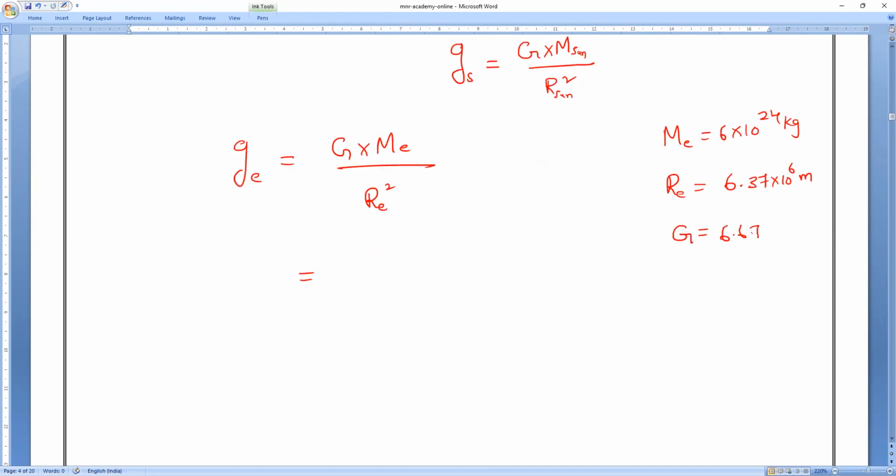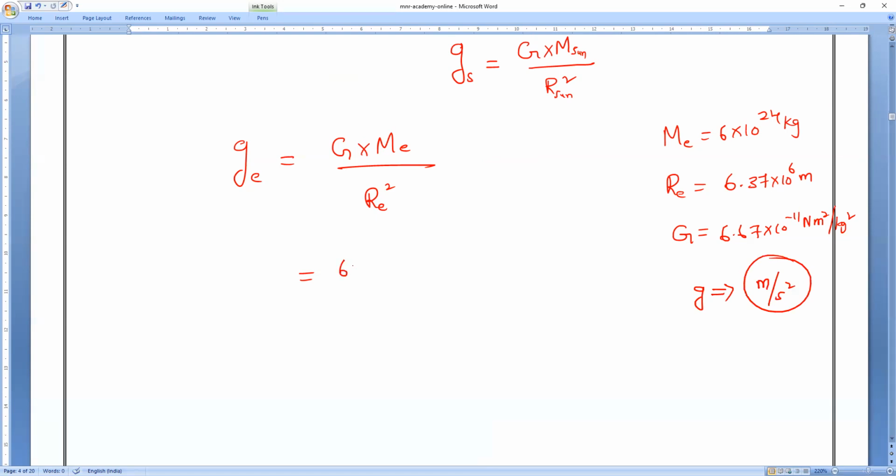6.67 into 10 to the power of minus 11 Newton square meter per kilogram square. Can you tell me what is the unit of small g? Small g units I ask, not value. 9.8 is only for Earth. I'm asking units of small g. Meter per second square. That's all it is. So you can substitute, you will get it.